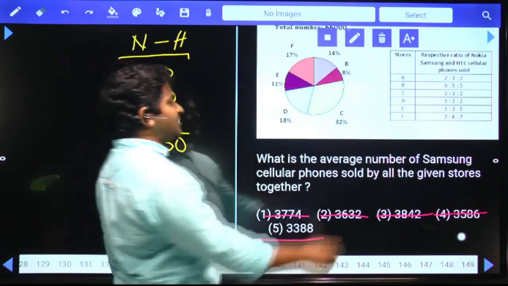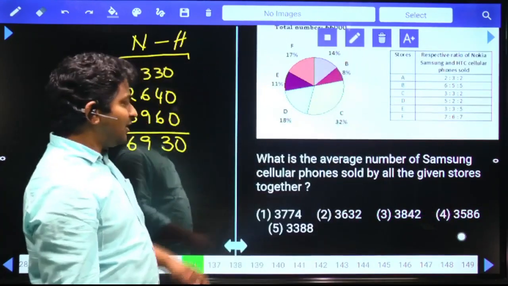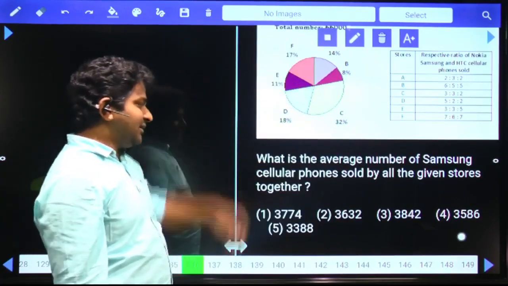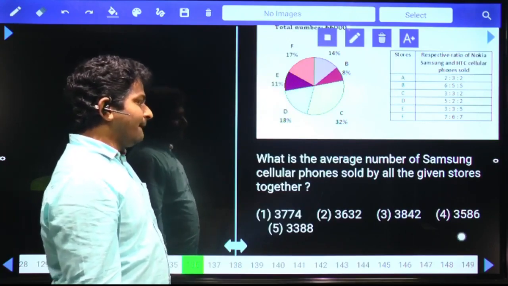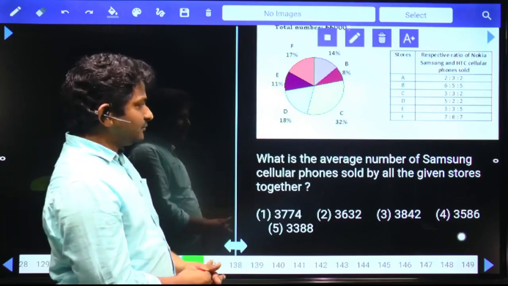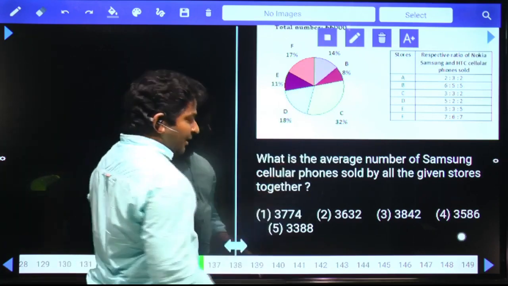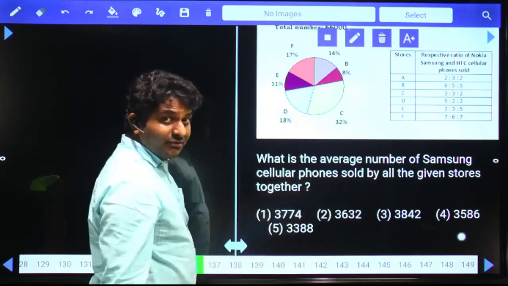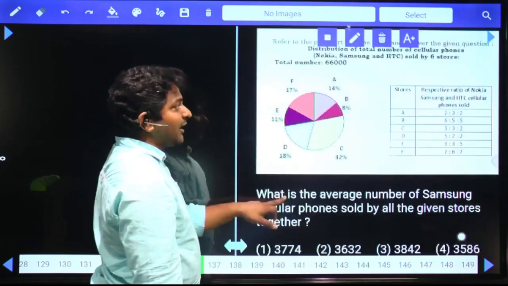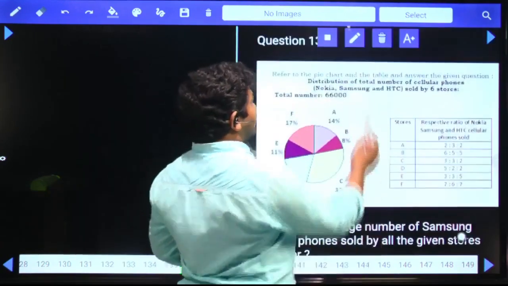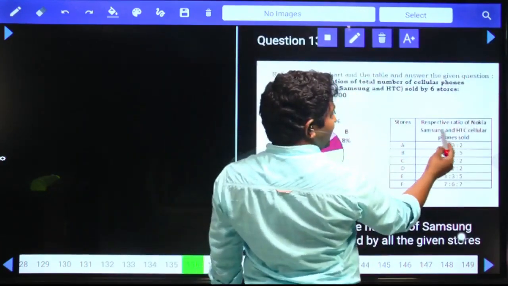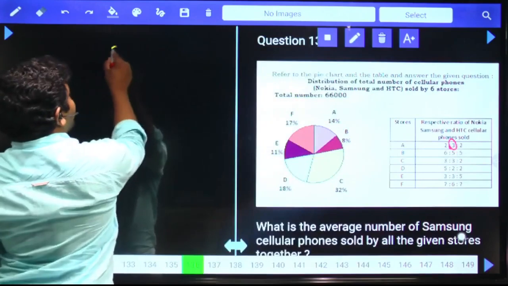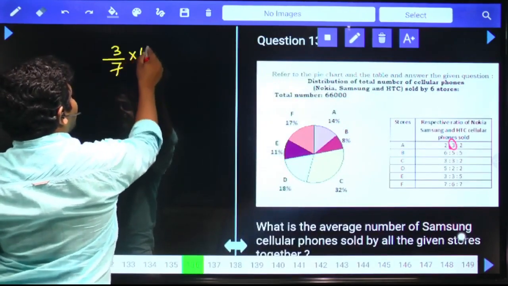Next. Average number of Samsung cellular phones sold by all the given stores together. Average of cellular phones sold by all 7 stores together. Now, here also you can apply the 11 multiple rule, but the fourth option is an 11 multiple, the fifth option is also an 11 multiple. So hence we have to calculate this, no doubt. Which phone? Samsung phone. Okay. Samsung, that is the middle one. How many parts are there? 3 parts out of 7 parts. 3 out of 7 among 14%.